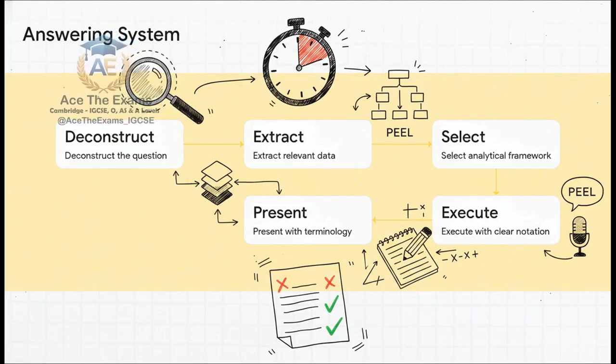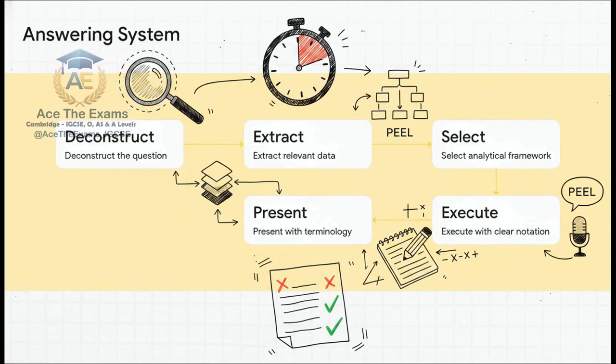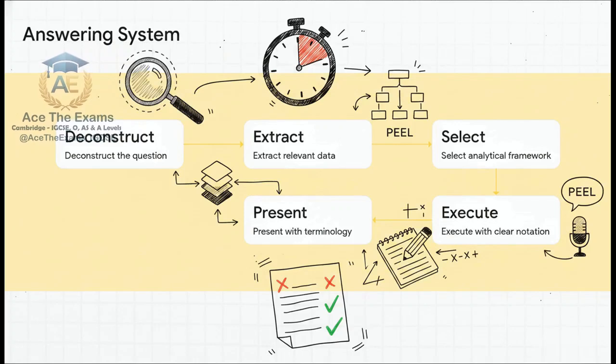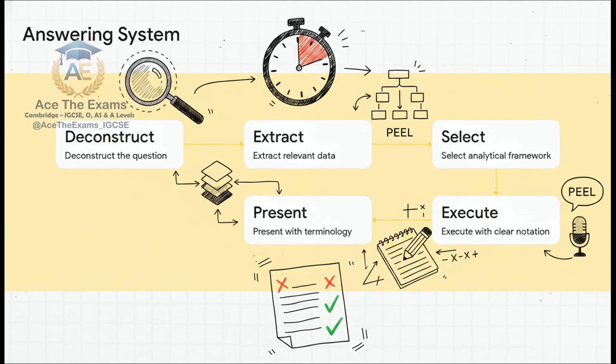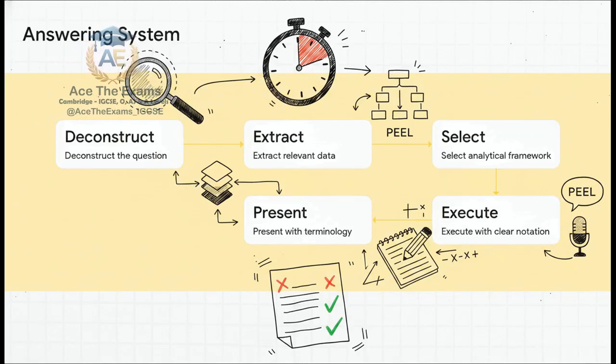Step 1. Deconstruct the question. You have to literally attack the command word. Is the examiner asking you to describe, to evaluate, or to explain? Those require three completely different structures. Step 2. Extract relevant data straight from the scenario. Step 3. Select your analytical framework. This is where your PEAL structure shines. Step 4. Execute with clear notation, meticulously showing all your working. And Step 5. Present with correct high-level terminology.